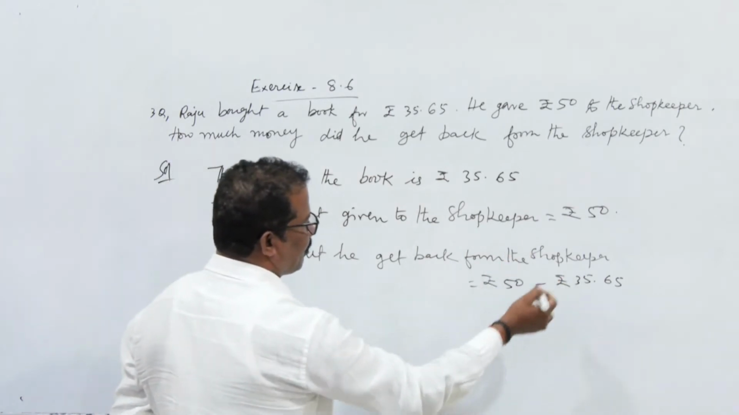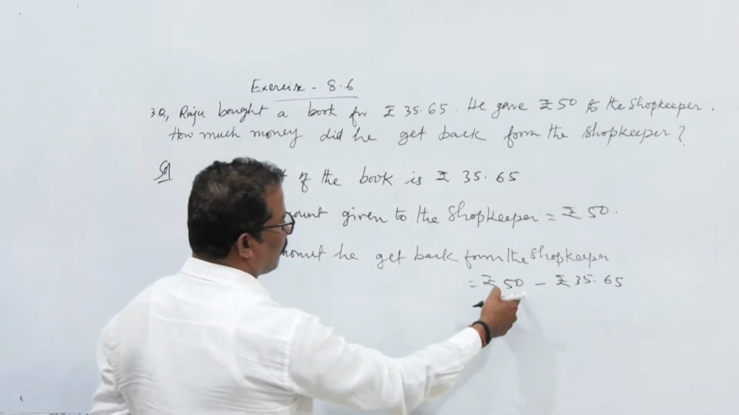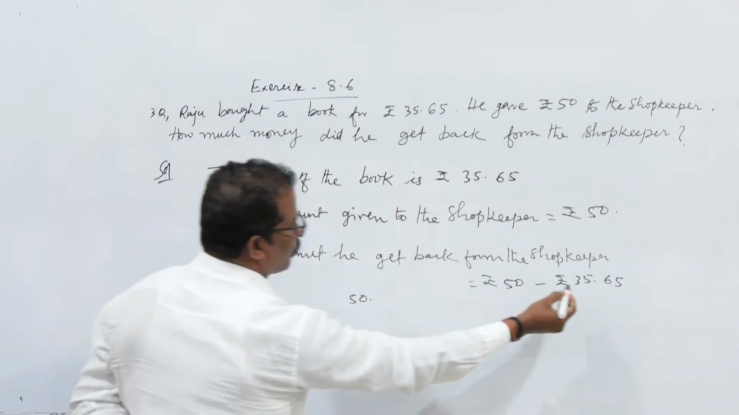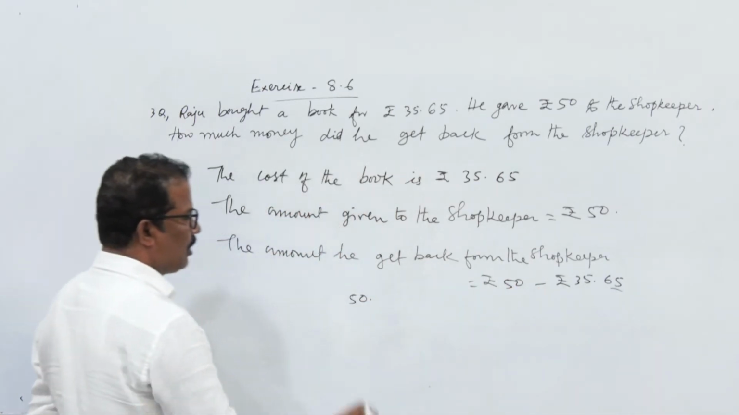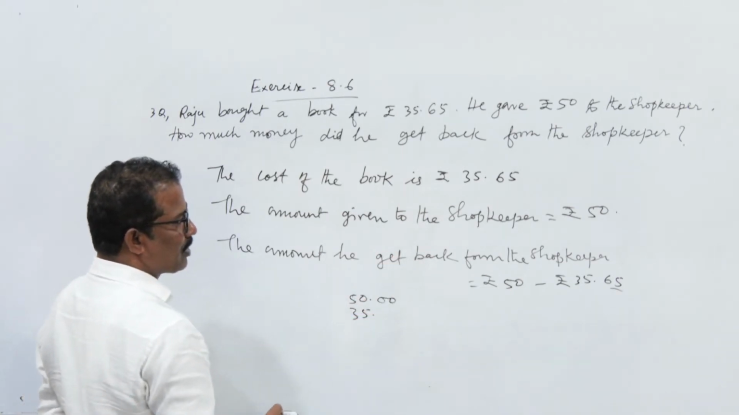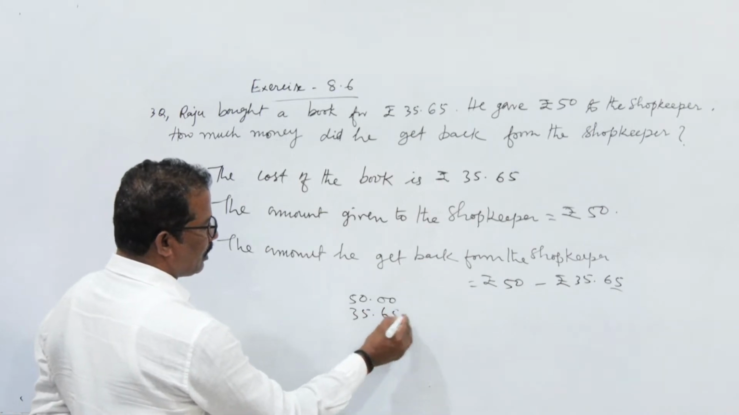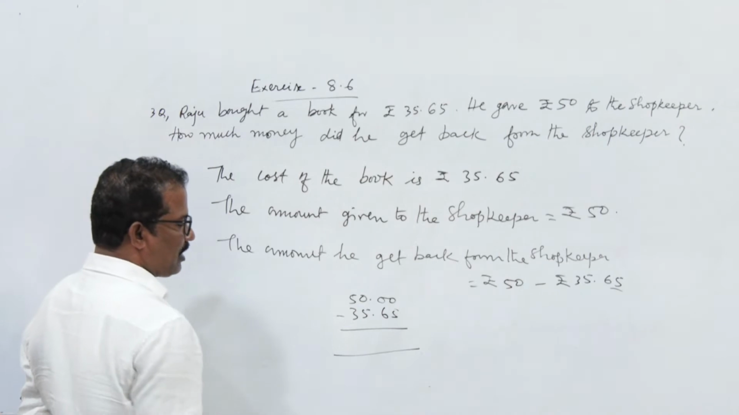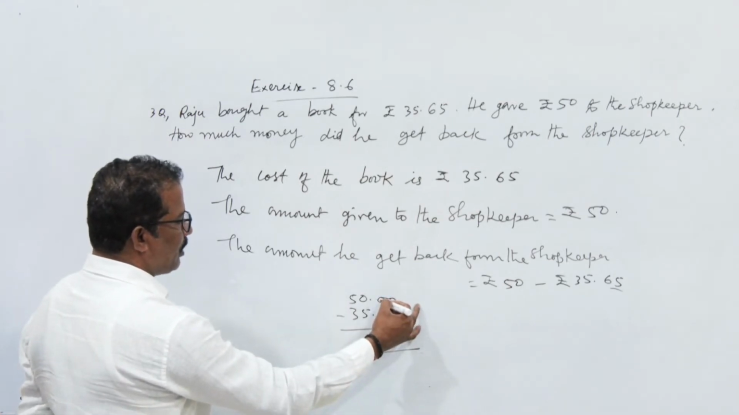First we have to convert these numbers into like decimals because this is a whole number only. So for that we have to write it in decimal form by adding 2 zeros because here maximum places are 2 only. So 50.00, then it is, cost of the book is 35.65 only. Now we are going to subtract. How is it? From 0, not possible to subtract 5. So we have to borrow. From here also 0 is there.